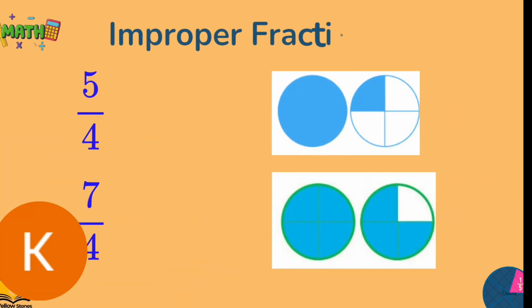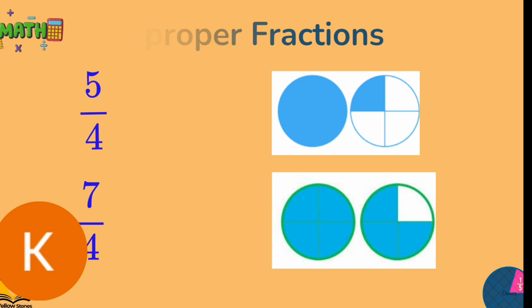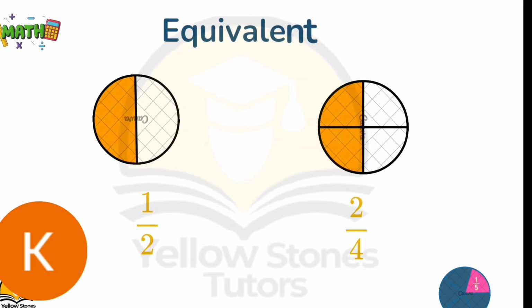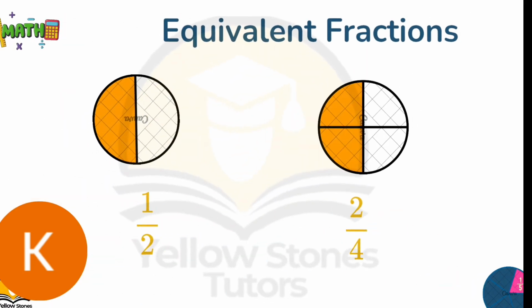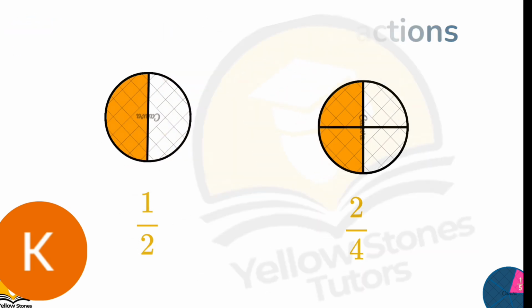Let's move to the next slide. We have improper fraction alongside the illustration. You can see 5 over 4 is an improper fraction with the illustration stated here, and 7 over 4 is also an improper fraction. Again, we have equivalent fraction with its illustration. 1 over 2 and 2 over 4 are equivalent fractions.